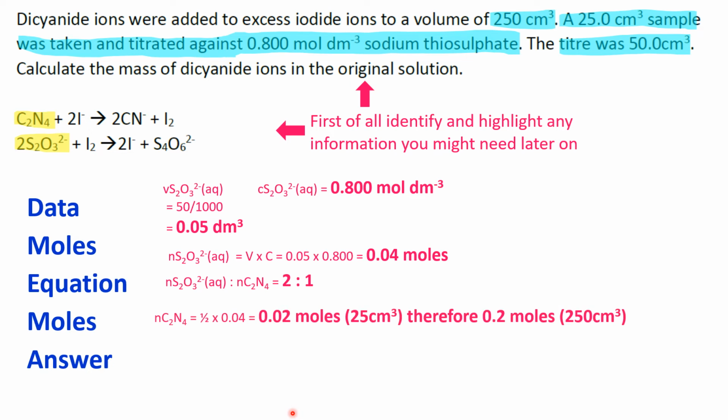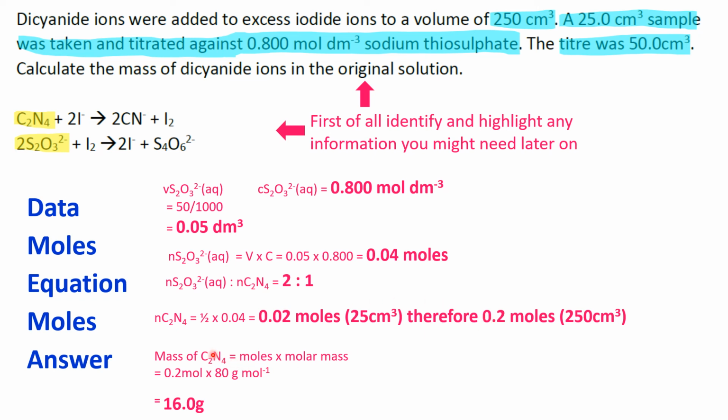So that allows us to work out the number of moles of dicyanide. So you have the number of moles of thiosulfate. And not forgetting, of course, there's a scaling factor. So it was 250 centimeters cubed it came from. So 250 divided by 25 gives you 10, with which you multiply up 0.02 to give you 0.2.